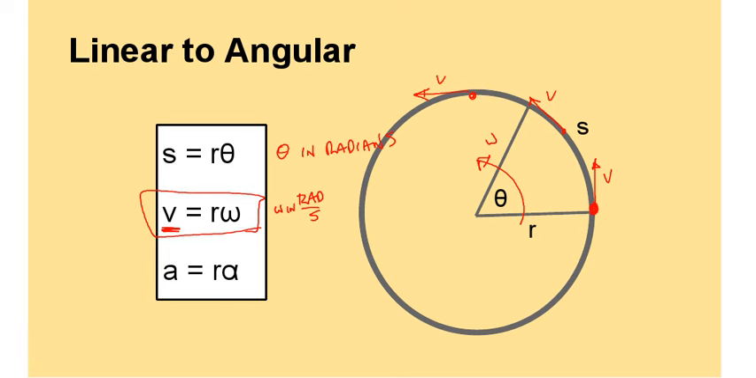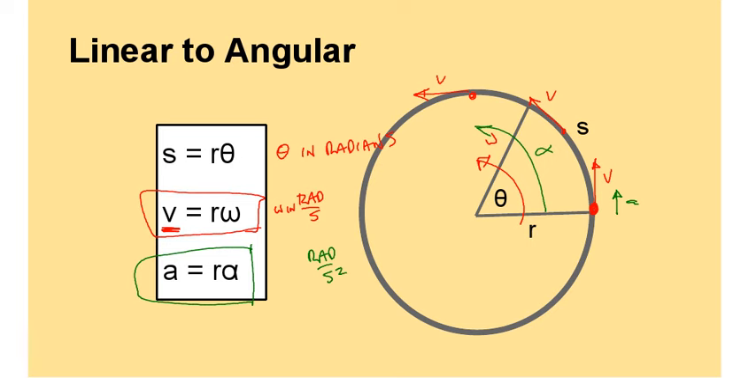Okay, one last one here that also makes sense. If the point right there is speeding up, right? I've got some acceleration vector here. You can see that means that my circle is also speeding up, and those two have to go together. This should be in radians per second squared.